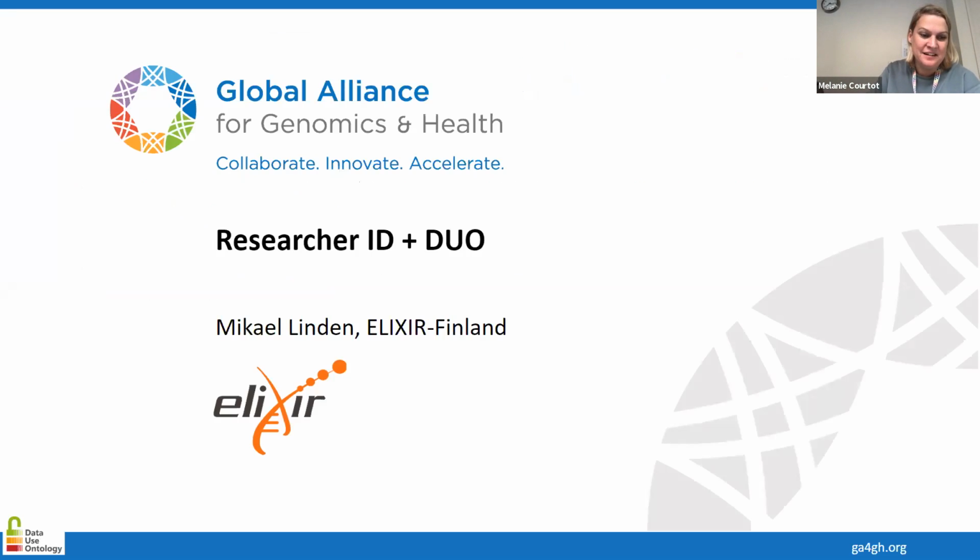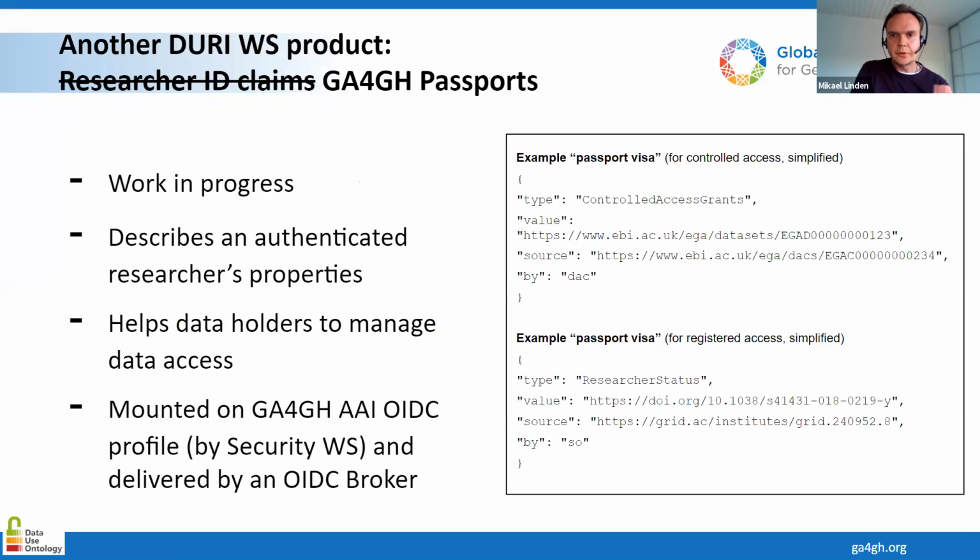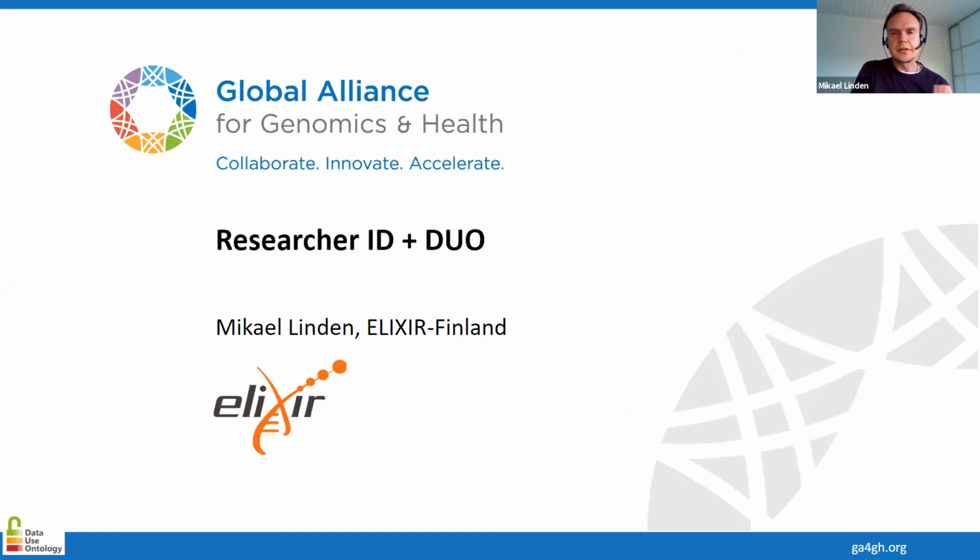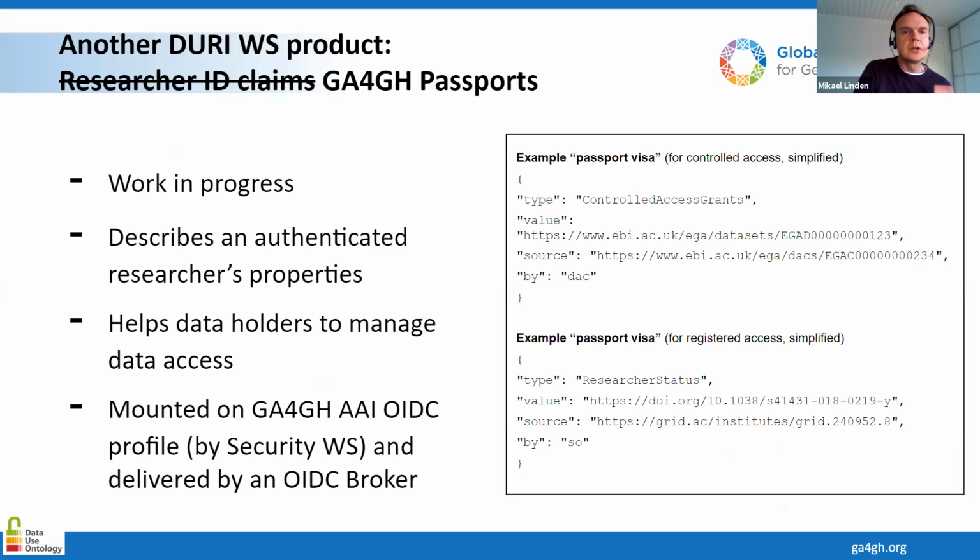Over to you, Mikael. So I'm Mikael Linden from the Finnish Elixir node, and I'm the co-task leader of Elixir AAI, which is the Elixir service for authenticating researchers and helping the relying services like data holders to decide what the researchers are permitted to do. So this talk is about another DURI workstream product, which used to be called Researcher ID Claims, but now there's a proposal on the table to rename it as Global Alliance Passport specification.